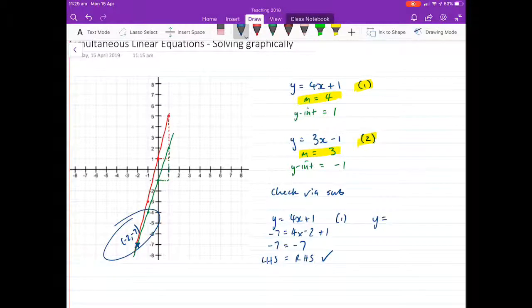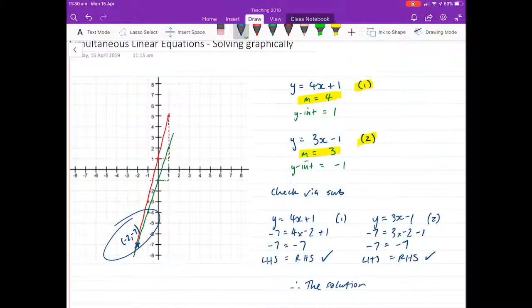Equation 2 now is y equals 3x take 1. And we again substitute in. So -7 equals 3 lots of -2, take away 1. 3 lots of -2 is -6, take away another 1 gets us to -7. So again, that left-hand side equals the right-hand side. Therefore, the solution is -2 and -7.